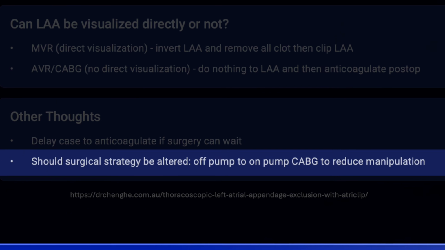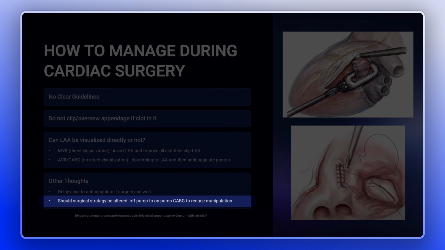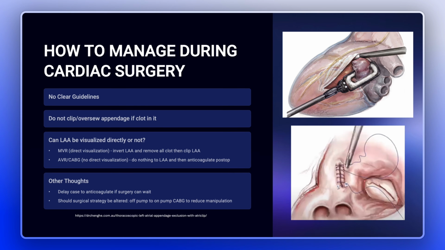Something for the surgeon to consider: should the surgical strategy be altered in order to minimize manipulation of the appendage and the risk of embolic stroke? If you're doing a CABG and the plan was off pump surgery, would you consider doing it on pump? There are all factors to consider and weigh together during these cases.